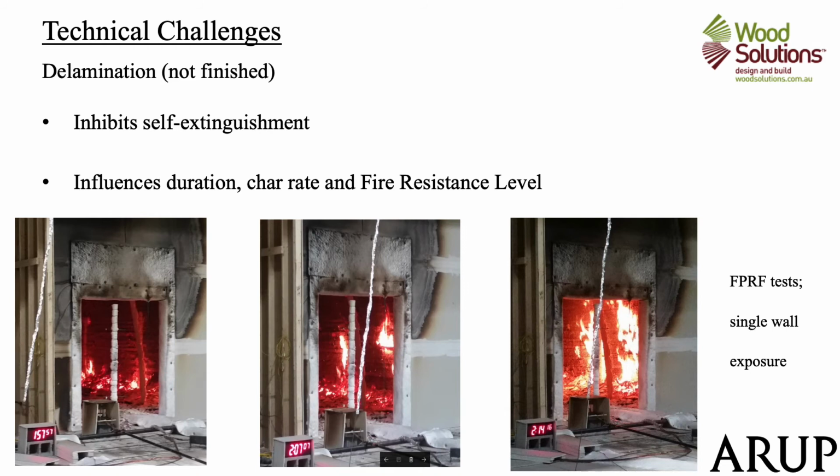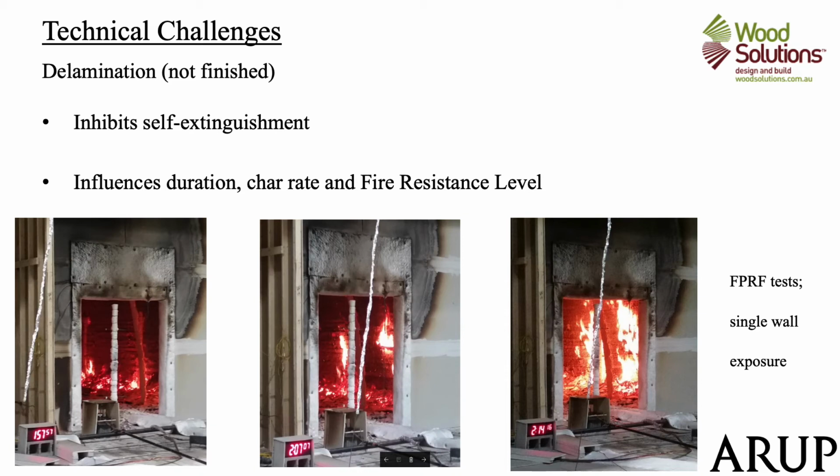Delamination, the next technical challenge, which we've touched on before. This, I think, is currently the Achilles heel for CLT in fire. Most of you probably know, CLT is a layered product, and delamination is where the fire burns through the bottom layer, the glue melts, and the bottom layer falls off. It exposes fresh timber, and a few things happen which aren't great for fire resistance.